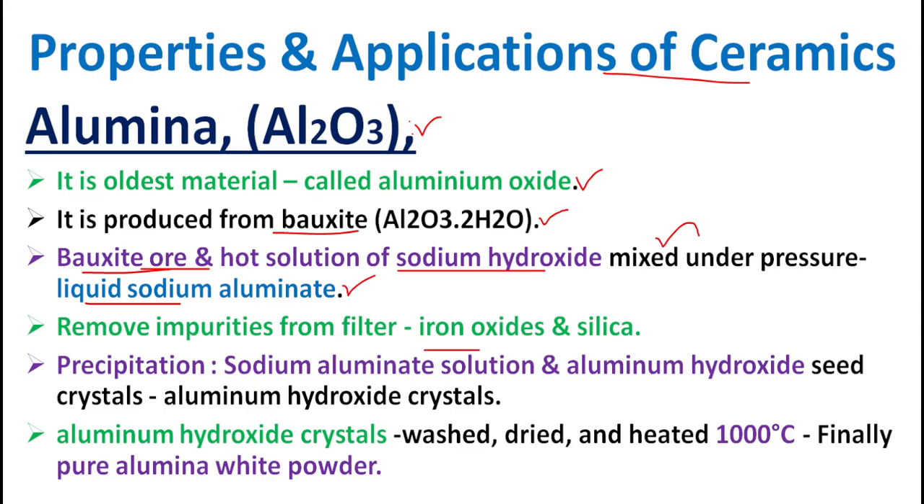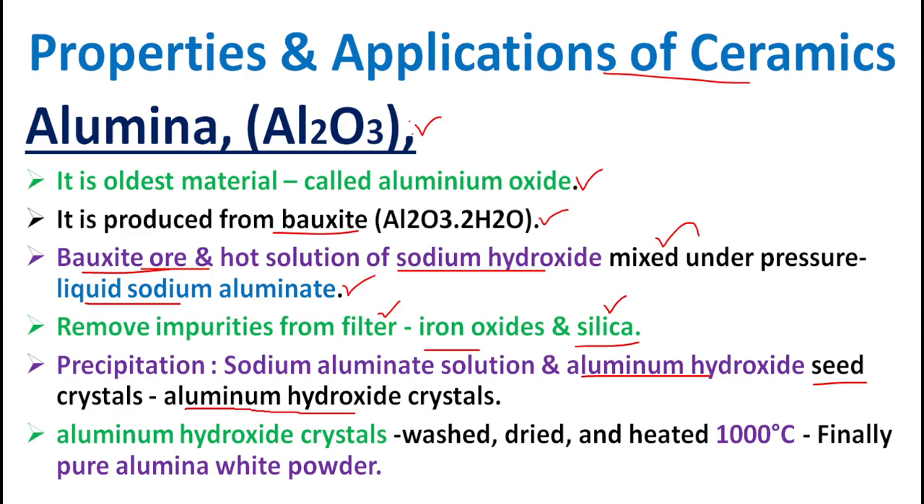After the filtration process, iron oxide and silica are removed from the liquid sodium aluminate, which removes the impurities. Then in the precipitation process, the sodium aluminate solution and aluminum hydroxide are mixed, and we can get aluminum hydroxide crystals.